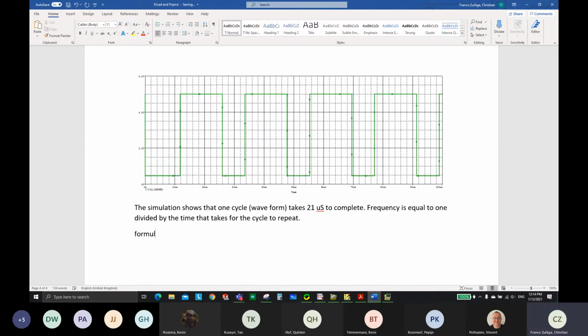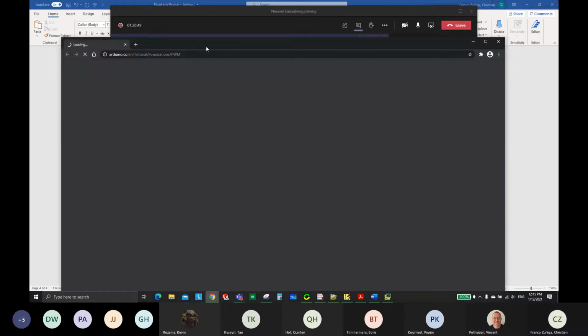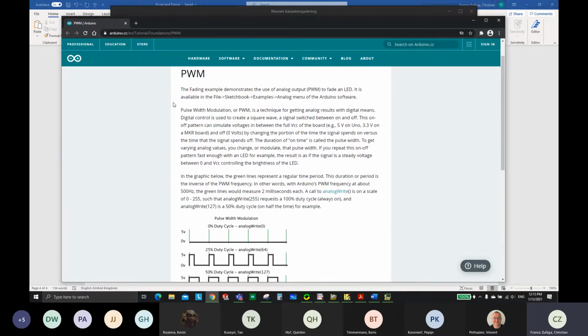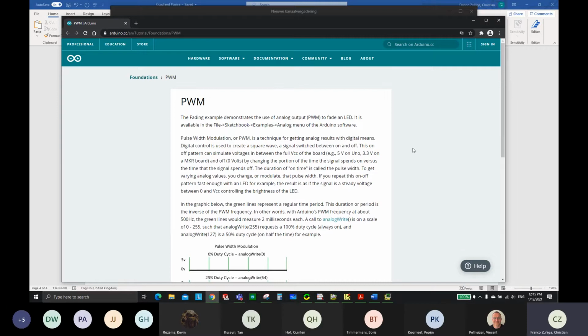I will just write the formula for the frequency. You can also look in the Teams chat. Someone has been placing some information about it. Oh, George. So this is, oh yes, the pulse width modulation. We have to use this for Arduino.